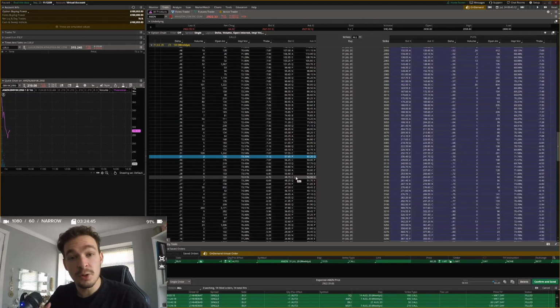So this is one of the major advantages of vertical debit call spreads, is that we can play the 3,100 call on Amazon and hedge our risk a little bit, hedge our reward, and get into this trade for much cheaper. So what we're gonna do is actually buy the 3,100 call and sell the 3,105 call at the same time.